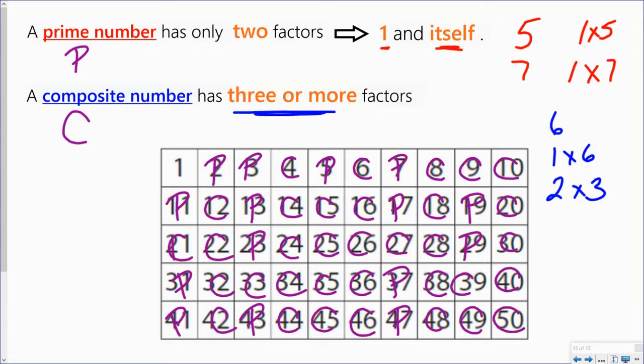So again, all these prime numbers only have one factor in itself, and all of the composite numbers have 3 or more factors.